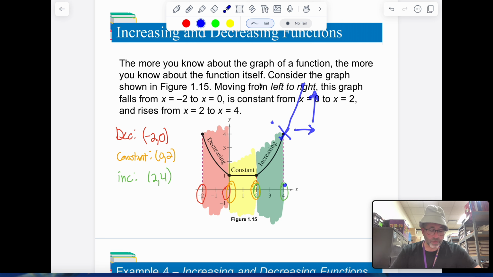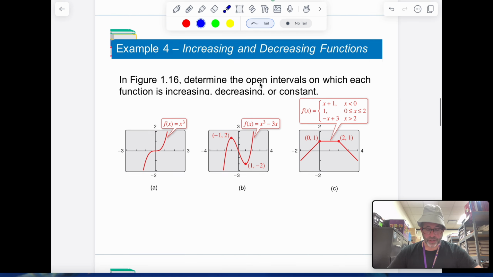So if I was to say, well, where is it increasing? The modification here would be that it's increasing from, say, 2 to infinity, meaning it's going up forever. It's increasing forever as we go to the right. Okay, and that's because infinity is this value all the way over here. All right, so increasing, decreasing, constant.